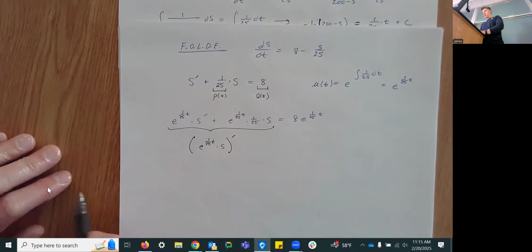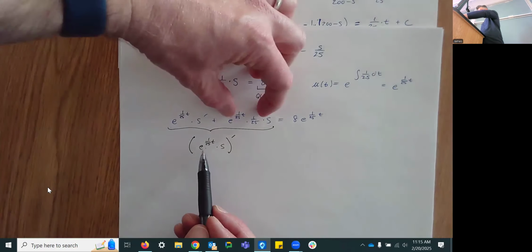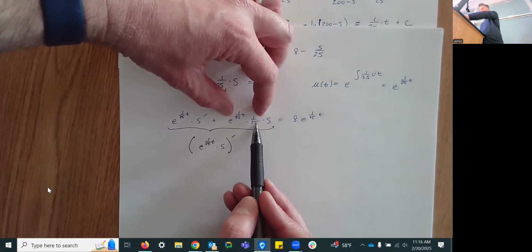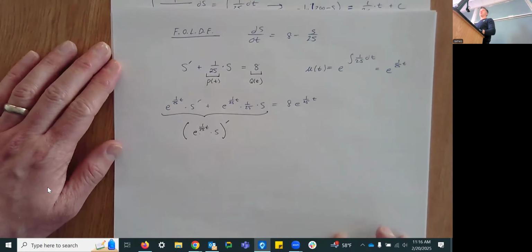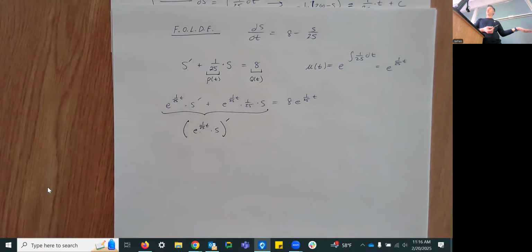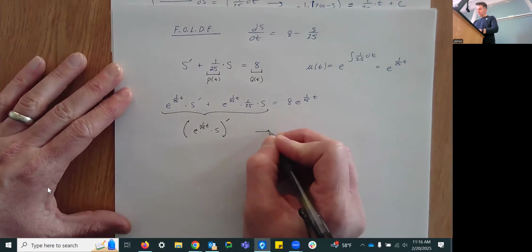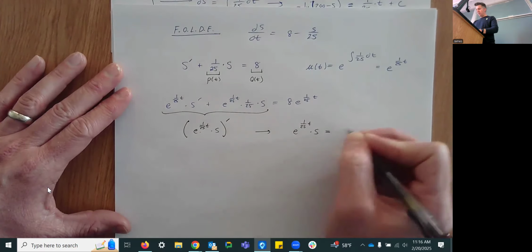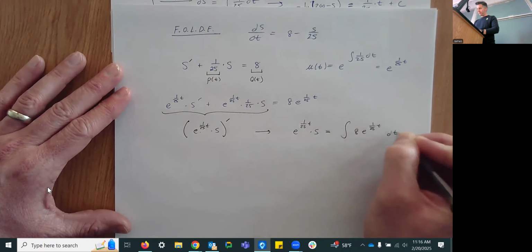Check it out, right? You leave the first thing alone, multiply by the derivative of the second thing, plus you take the derivative of the first thing, which is e to the stuff, times the derivative of the stuff. That's where the 1 over 25 is coming from. Multiply by the not derivative of the other piece. Hopefully I've said it enough times. The left-hand side is always the derivative of the product of your function times your integrating factor every time. So then we're going to say that e to the 1 over 25t times s is equal to the integral of 8 e to the 1 over 25 times t dt.